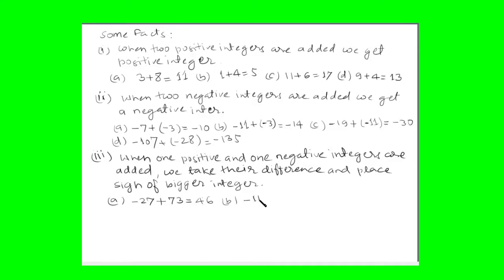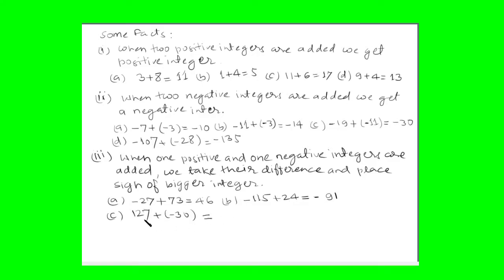Minus 115 plus 24. Now, minus 115 is a negative integer and 24 is a positive integer. So when we add them, we have to take the difference of 115 and 24, and the difference is 91. As minus 115 is the bigger integer and it is negative, we put the negative sign here, so the answer is also negative.